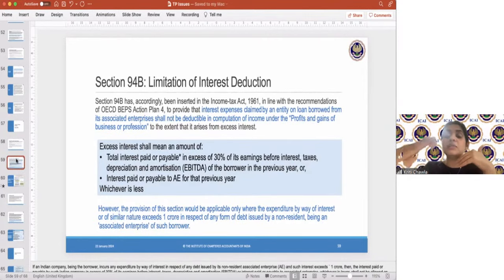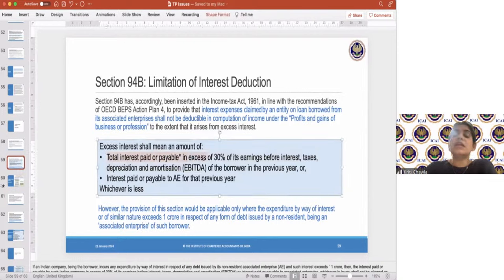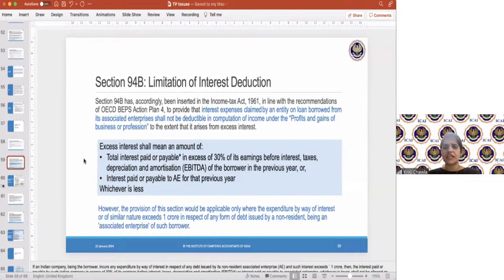And what will it be limited to? The deduction you can claim is going to be limited to the total interest payable in excess of 30% of earnings before interest, tax, depreciation, and amortization, or the interest paid or payable, whichever is less. This is very confusing right now, what will be the amount of deduction available. I'm going to discuss a question out here on what will be the amount of interest available. I'm going to talk about that.